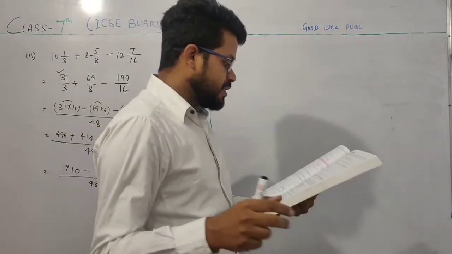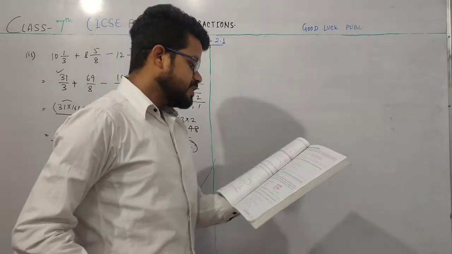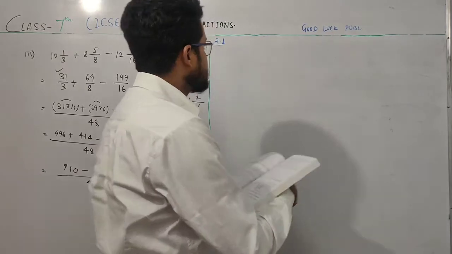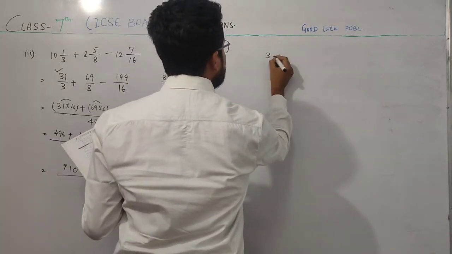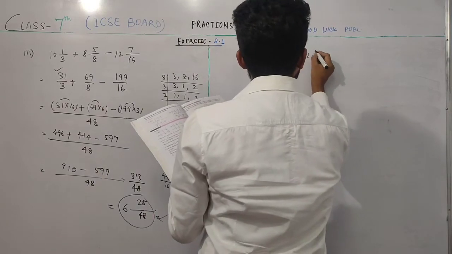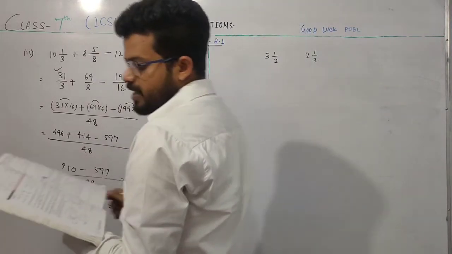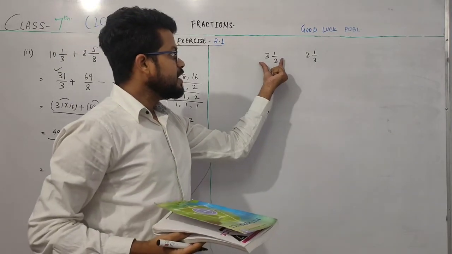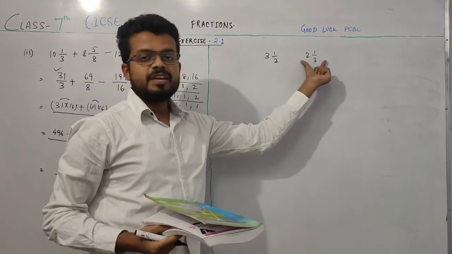Now come to question number 2, which is: what must be taken from 3 1/2 to leave 2 1/3? Okay, the question is, what must be taken from this value to leave this value?